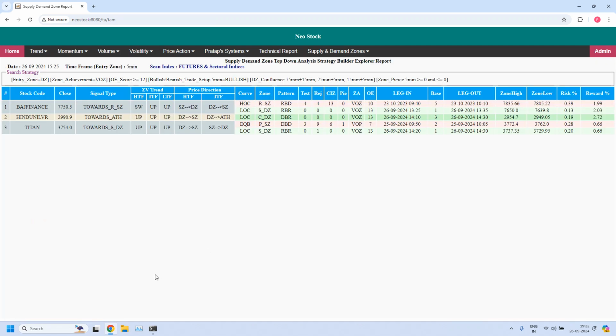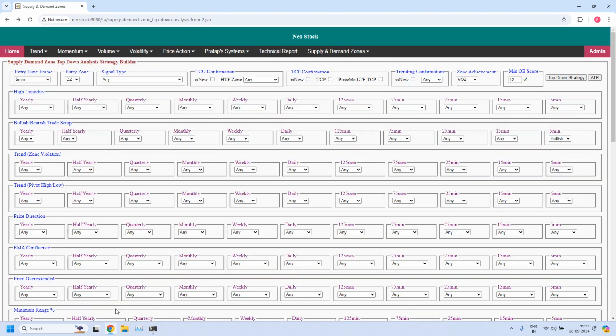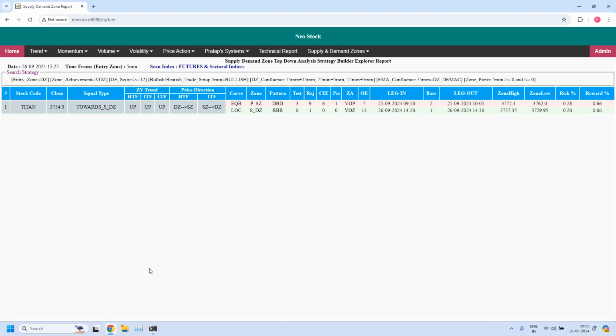3 stocks are filtered. That means all these 3 stocks are currently supporting LTF, ITF, HTF confluence. That means 5 minute zones are part of 15, both together again part of the 75 minutes demand zones. And in the 75 minutes demand zone, 2 stocks are having uptrend. If the second and third stocks have daily EMA confluence, it's a high probability setup. Let's verify. EMA confluence at 75 minutes time frame, 75 minutes demand zone with daily EMA confluence. Only 1 stock is filtered. That's good. Trend is uptrend.